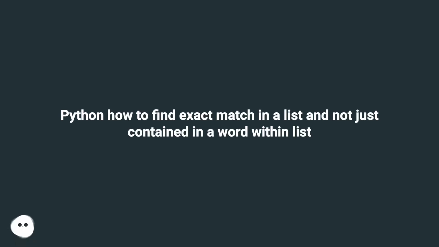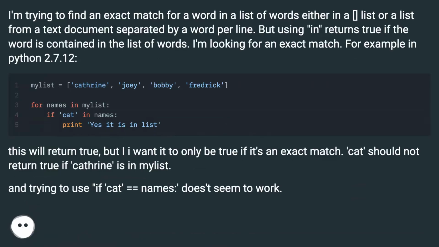Python: how to find an exact match in a list, and not just contained in a word within the list. I'm trying to find an exact match for a word in a list of words, either in a list or a list from a text document separated by a word per line. But using "in" returns true if the word is contained in a list of words. I'm looking for an exact match.